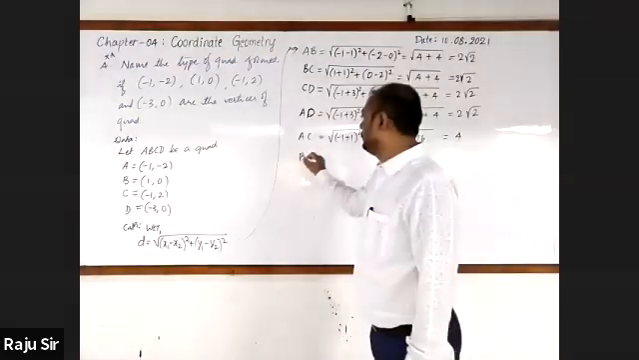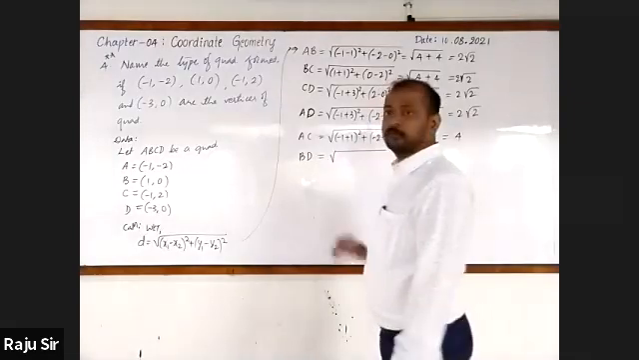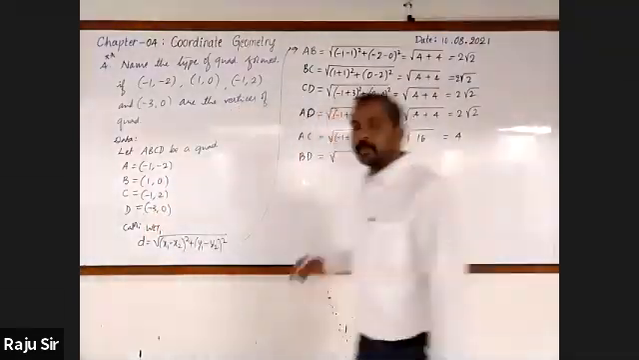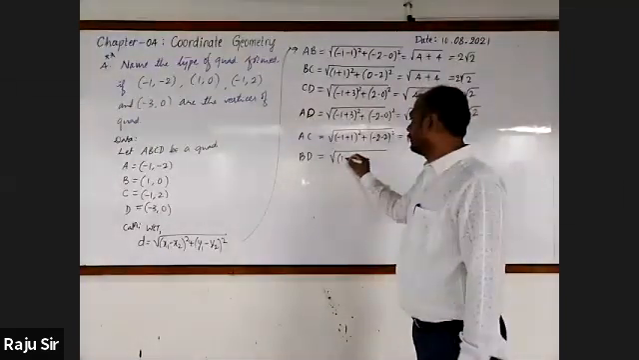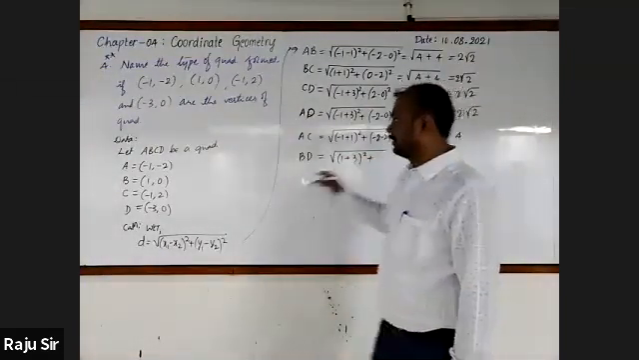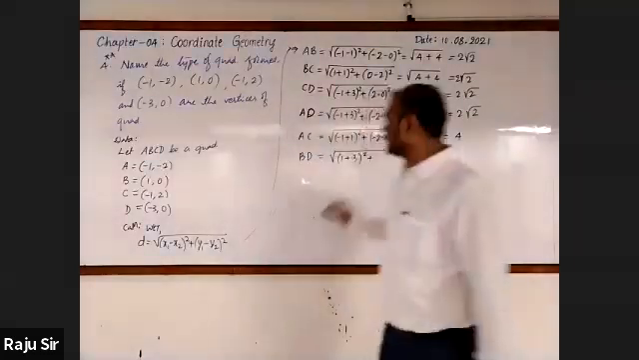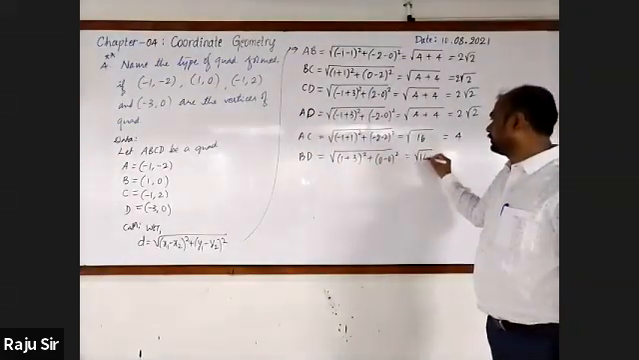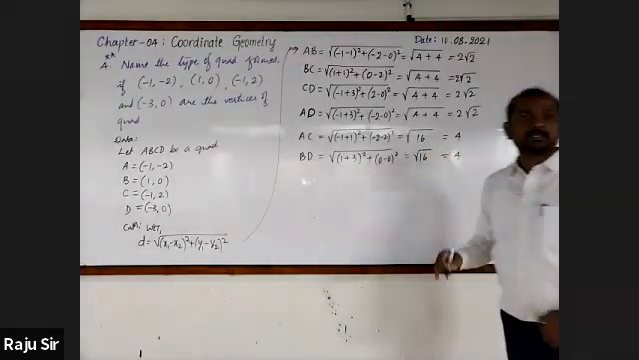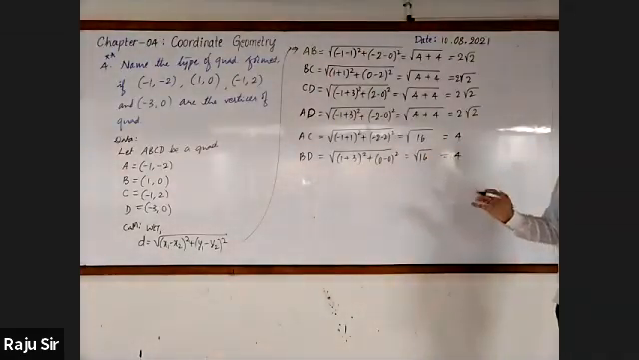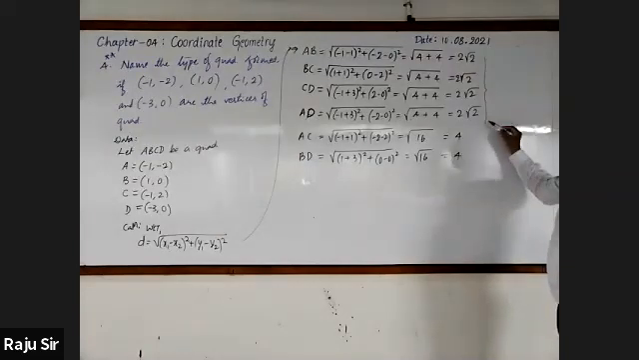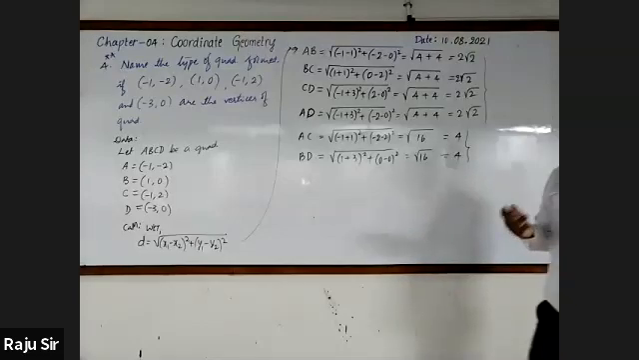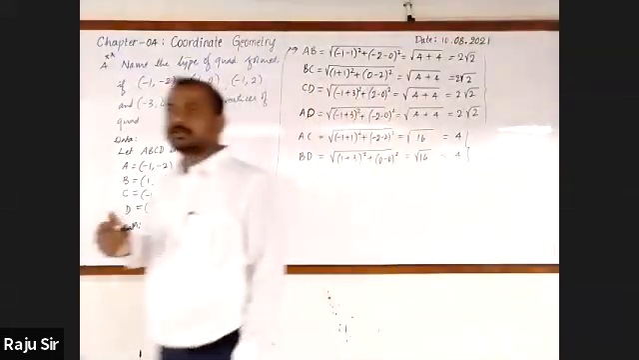Then BD, the second diagonal. BD is the square root of (1 minus of minus 2) whole square, that is 1 plus 2 whole square, then 0 minus 0 whole square, which is equal to the square root of again 16. This is 4. All the sides are equal and diagonals are also equal. Then what is it? It is a square.